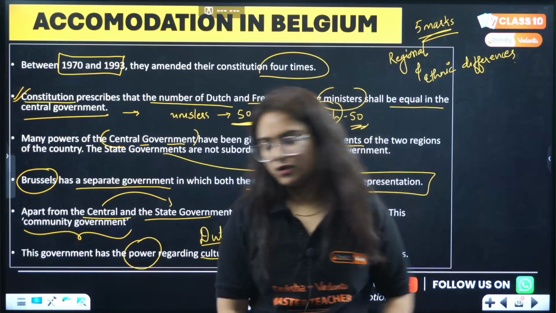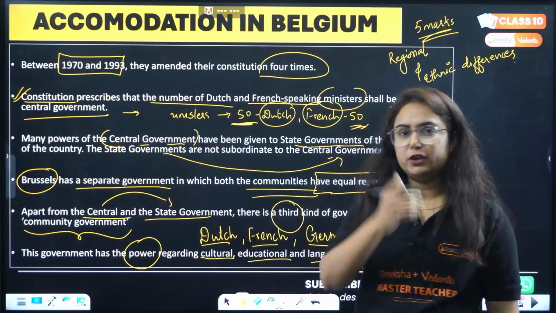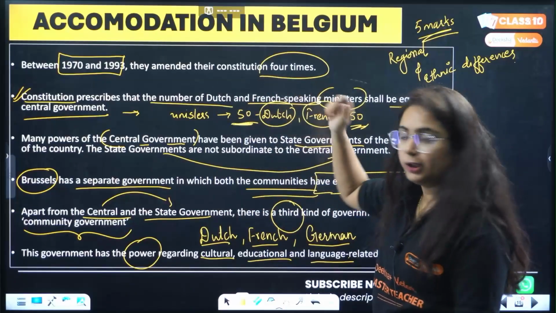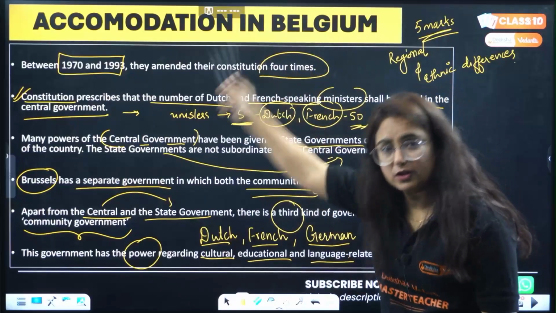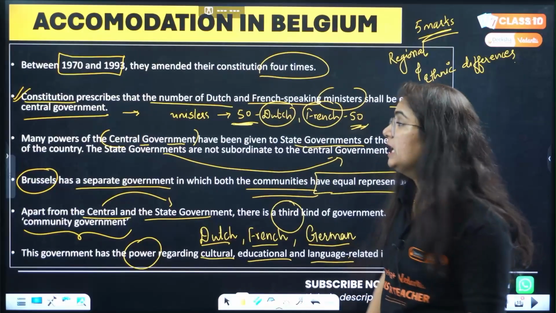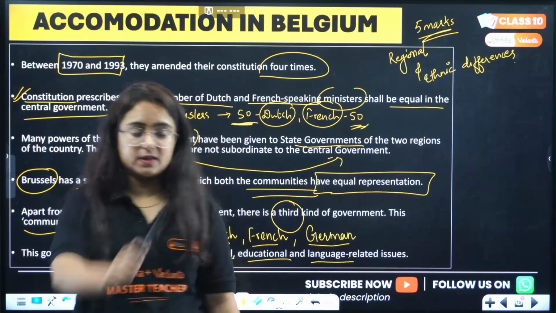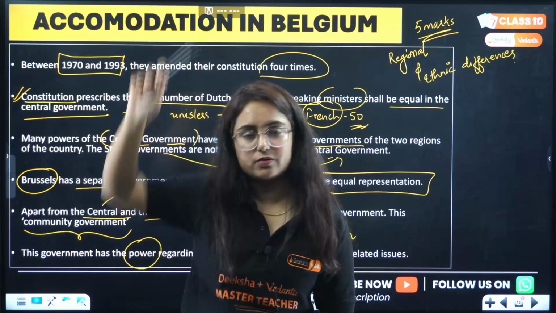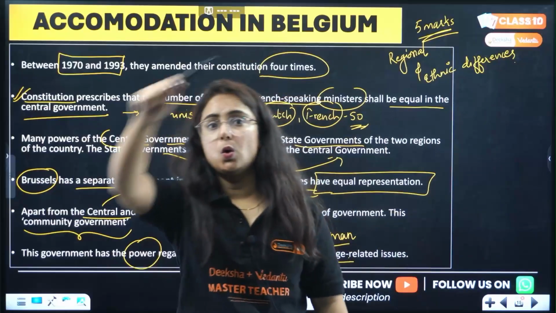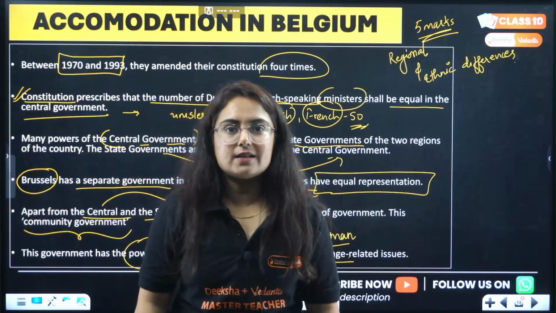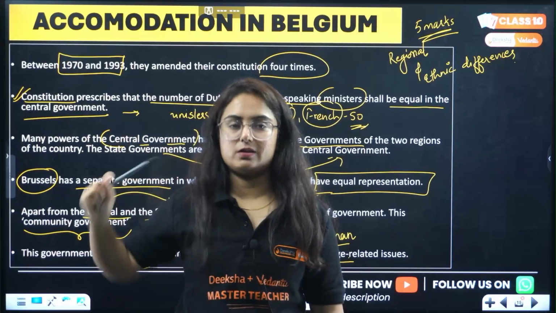Okay? Chalo. Do you want a recall? Let's revise it. So, the constitution was amended between 1970 to 1993. How many times? 4 times. First point. What is the first point? The constitution prescribes there will be equal number of ministers among Dutch and French in the central government. Right? Powers will be shared from central to state government, so that state government is no longer subordinate to central government.